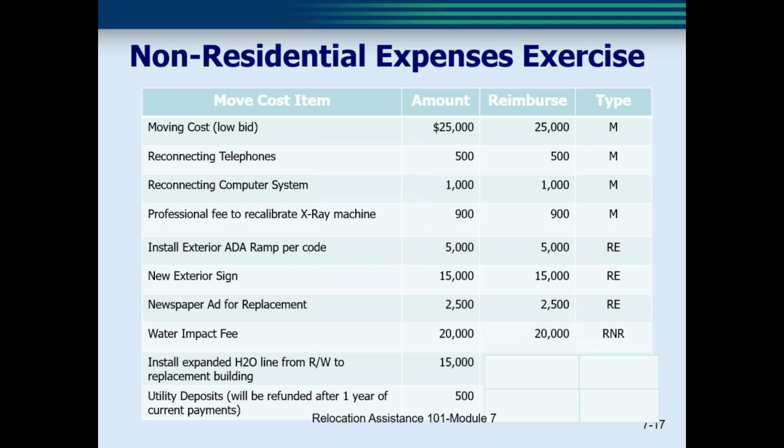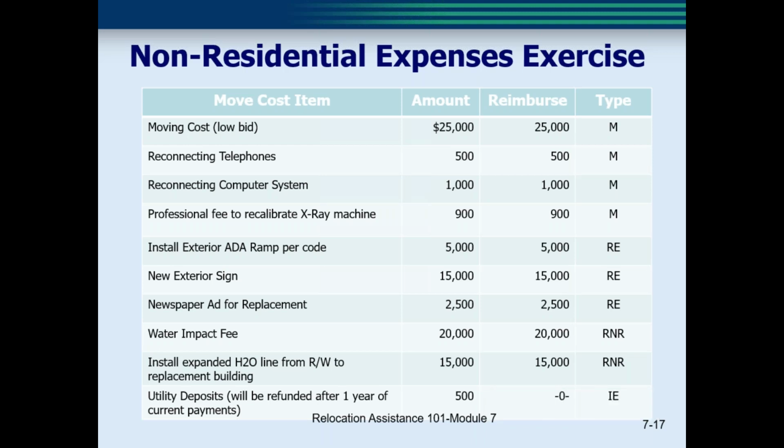We have the water impact fee. Remember, we talked about that with the laundromat. It is reimbursable, but it's reimbursable under related non-residential, so it does not fall under that 25,000 cap. It's in addition. They also expanded the water line from the right of way to the replacement building. And again, as long as it was found to be necessary, it is reimbursable under the related non-residential category.